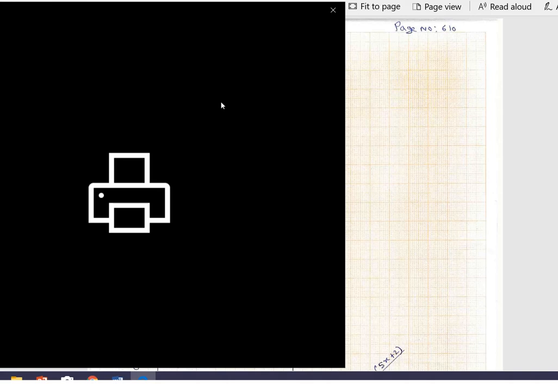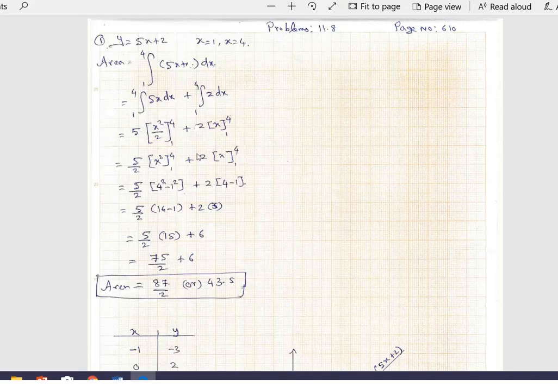What can we do with 2 dx? In 5x dx, 5 is a constant, take it outside, and the remaining is x dx. Here 2 is a constant, take it outside, and the remaining is dx. When you integrate x dx, we know the basic formula for integration: x to the power n integrates to x to the power n plus 1 divided by n plus 1. In this question n is 1, therefore x to the power 1 plus 1 divided by 1 plus 1, that is x square divided by 2, plus the integral of dx, whose value is x. We must apply the limits also, 1 and 4.